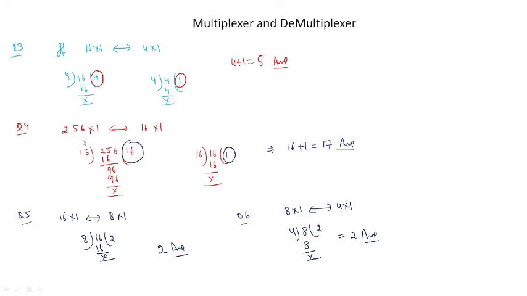Similarly, here you can see that for 256 by 1, let's say 16 times 16 is 256. Then again we will divide 16 by 16, it comes out 1, so 16 plus 1 will require 17. Similarly, for the others, we can see how many multiplexers will be required.